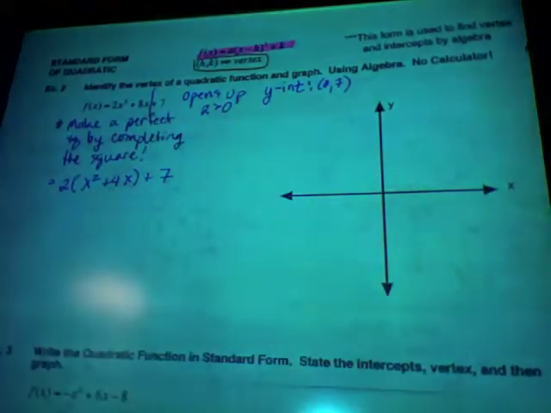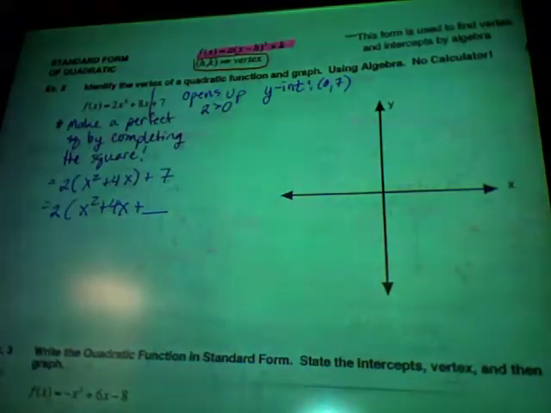So if I factor 2 out from the first term, what do I get? 2 parentheses x squared, and then divide this by 2, I get plus 4x, and then plus 7. Right? Then I'm going to have to complete the square. So to complete the square, I've got to do 2 times x squared plus 4x plus a blank.